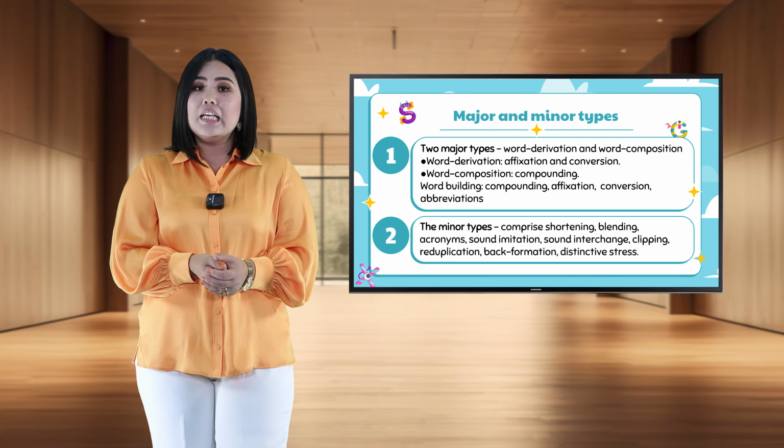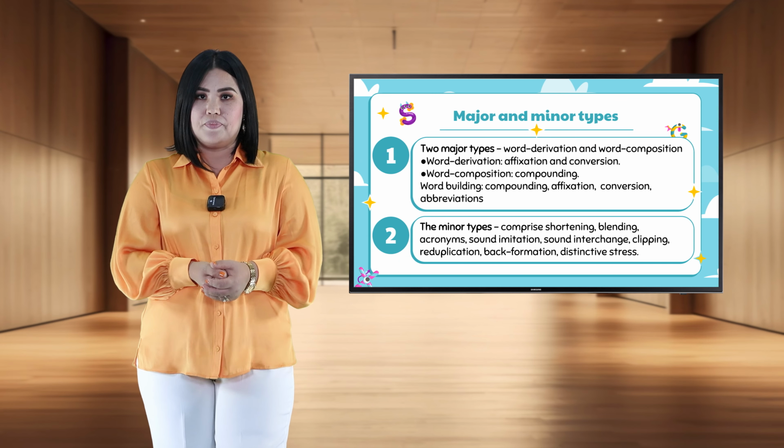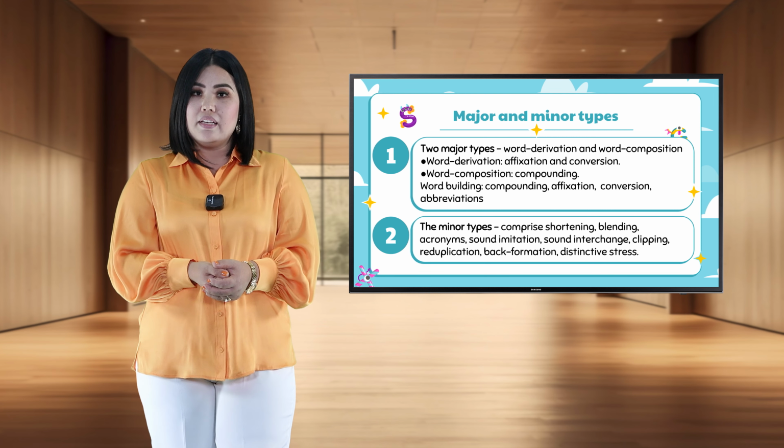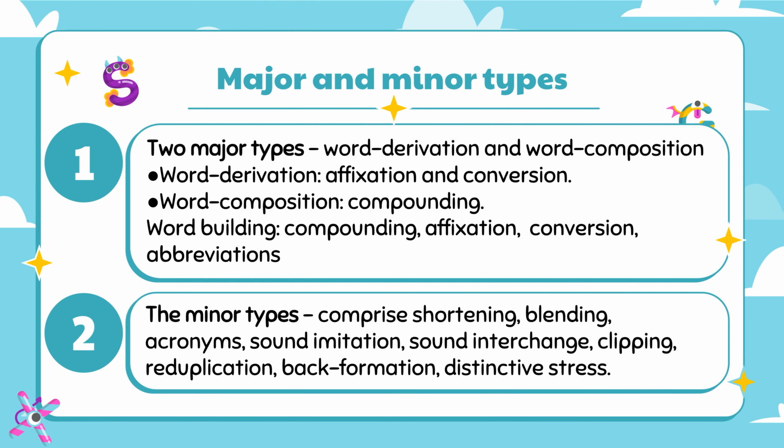How does English make new words? English makes new words through a good deal of affixation, conversion, and compounding. All ways of word formation are classified into two big groups. They are major and minor types of word formation.